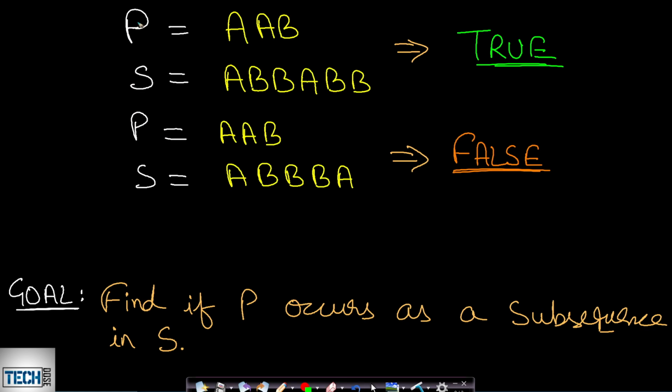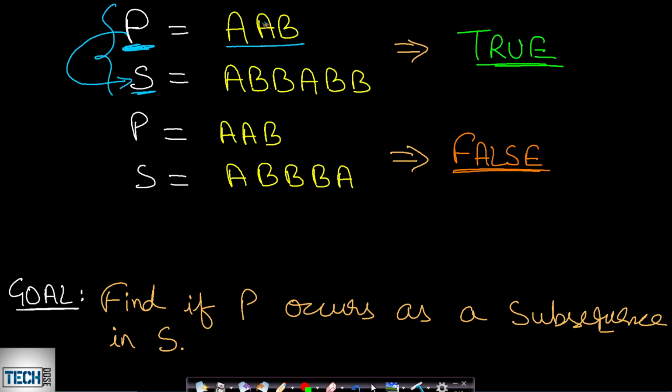Now in this problem we are given a pattern. Let us say in this case we are given AAB and we are given a string. So we want to find if this pattern exists in our given string as a subsequence. So this entire pattern should be present in our string as a subsequence. So all the characters of P should be present as a subsequence in S.